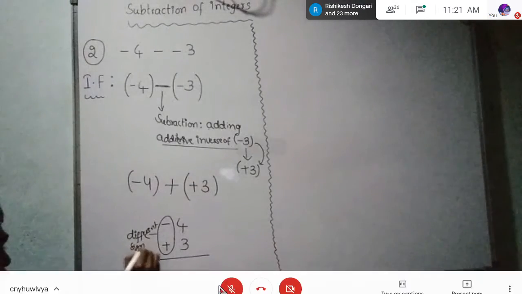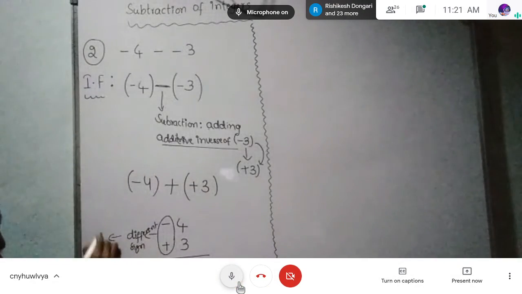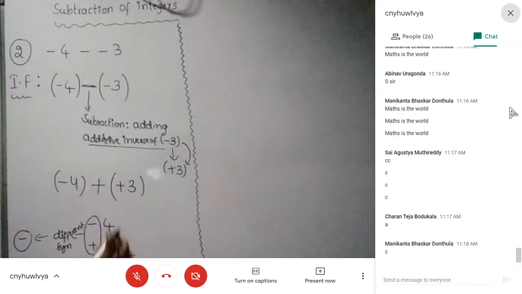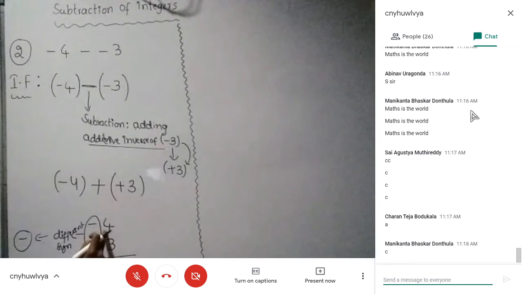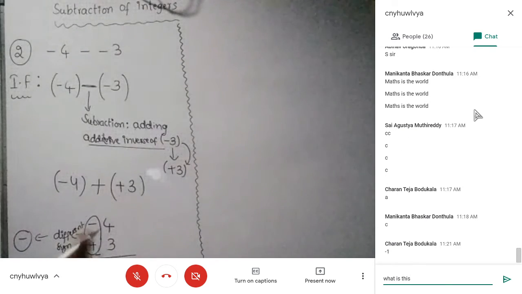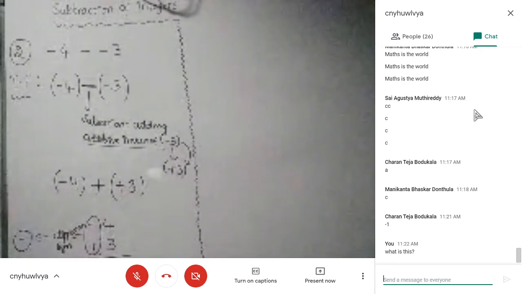We should do difference, that means minus. So 4 minus 3 is 1. A bigger number is what? 4. 4's sign is what? Minus. So here we got simply the result, but not the sign. So how to get the sign? The bigger number's sign we should keep. Bigger number is what? Minus.